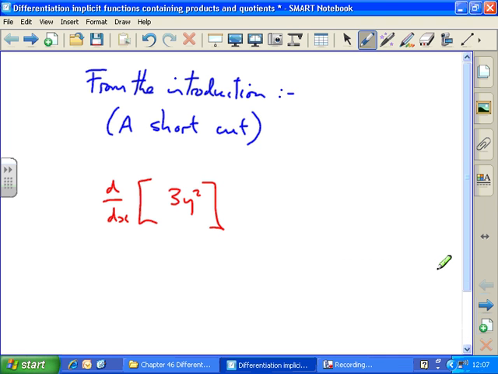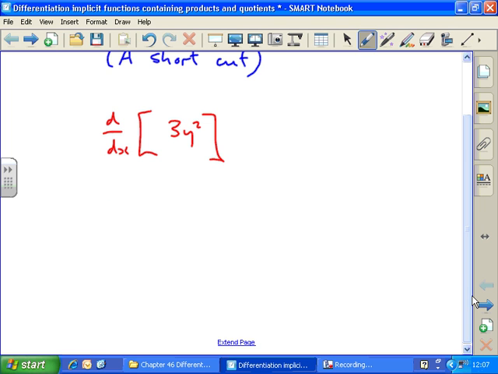Okay, let's have a look at differentiating functions involving products and quotients. Before we do that though, from the introduction to implicit functions, you've had a go at a few now. There's a shortcut. We don't need to go through that whole process a lot of the time to work out what the implicit function is.